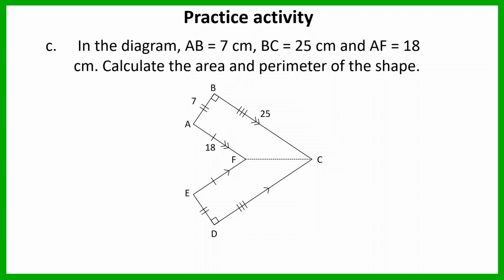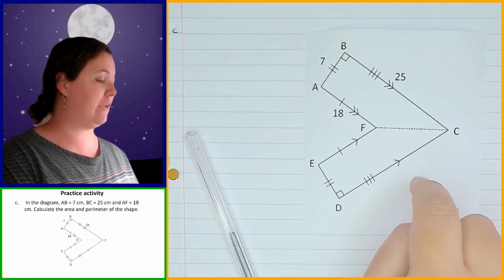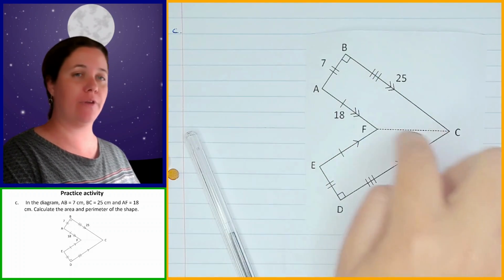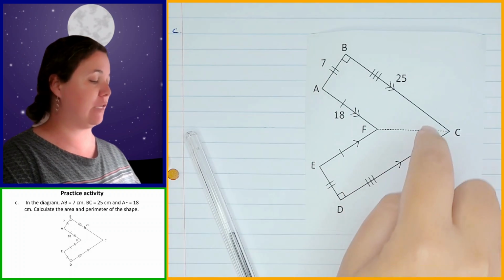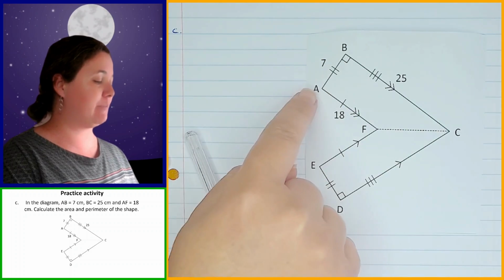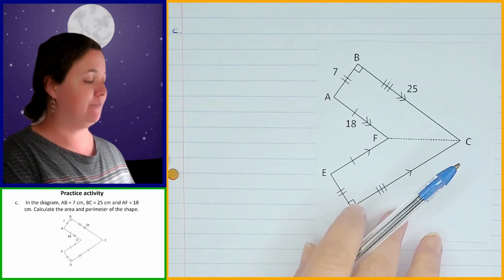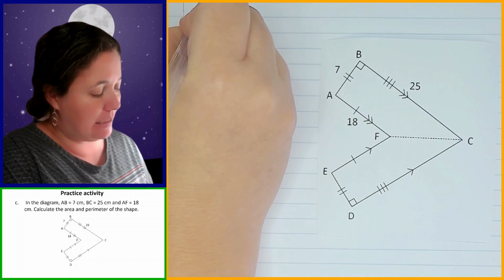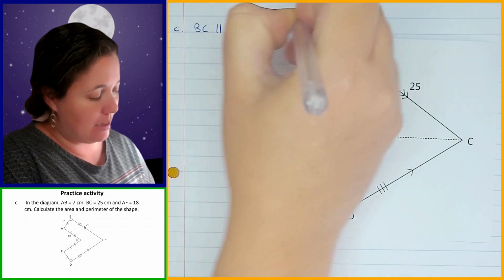Okay, so let's go through that question and see what you should have got. So first of all, this shape is made up of a quadrilateral over here and another quadrilateral over here. So we need to identify each of these quadrilaterals. If we look at this one first, they've told us that BC is parallel to AF. So I can say that this is a trapezium. So I can say over here BC is parallel to AF, and that is given.